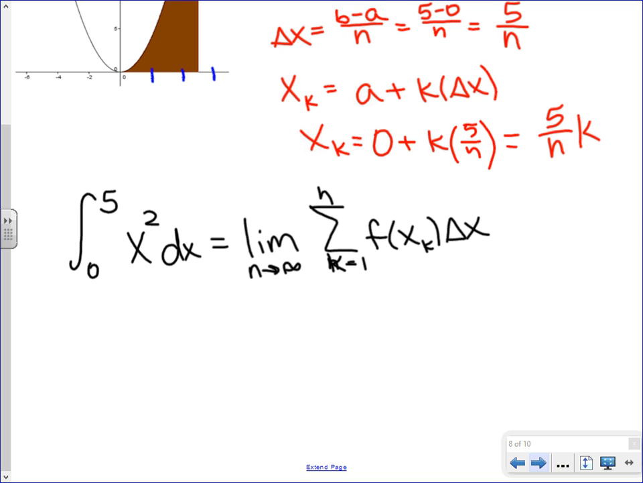So we said that a definite integral is this summation right here. Well, what is f of x? What is our function? X squared. So what we need to do is take x sub k and plug it into f. So we take x sub k, 5 over n k, and plug it into x squared. So that's f of x sub k.